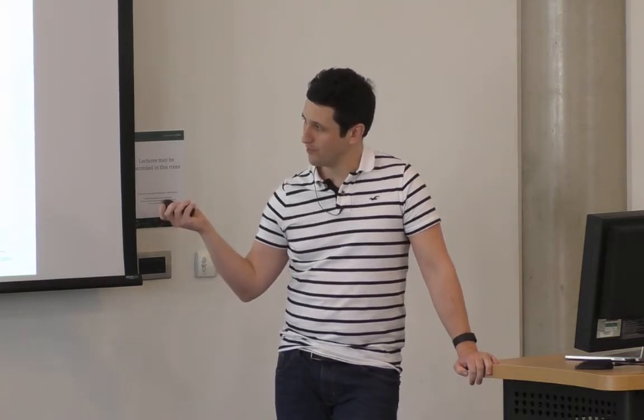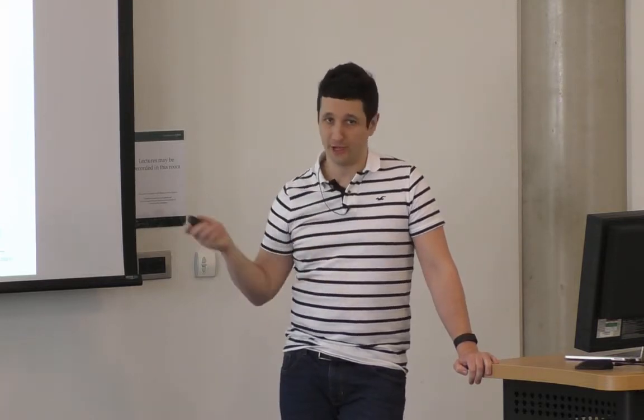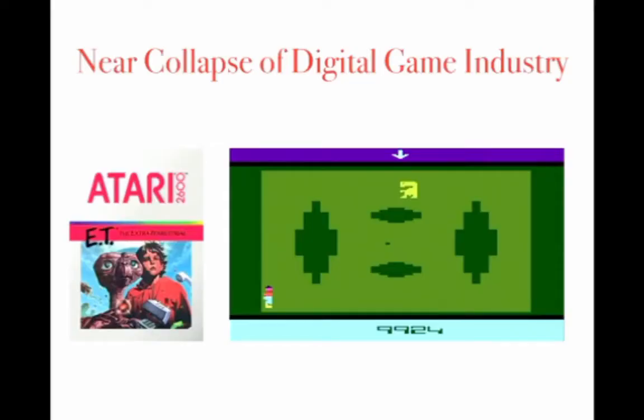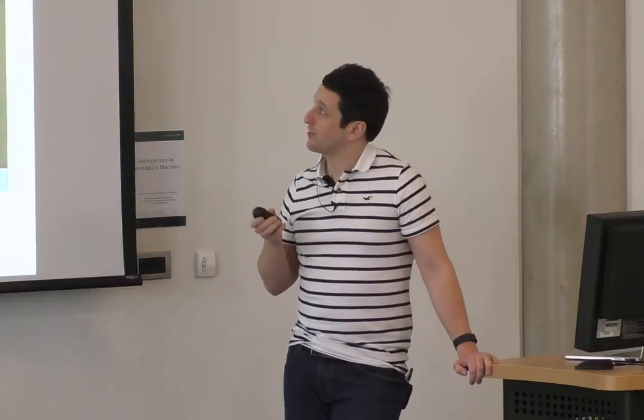So around this time, the digital game industry was booming, from the 1970s to about 1983. Unfortunately, this game came out in 1982. This is E.T. for the Atari, and it's widely accredited as the worst game of all time. This nearly caused the collapse of the entire digital games industry.